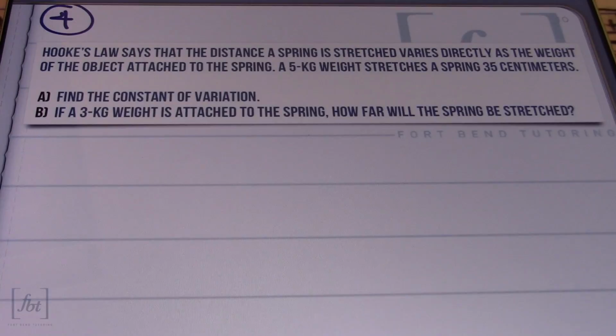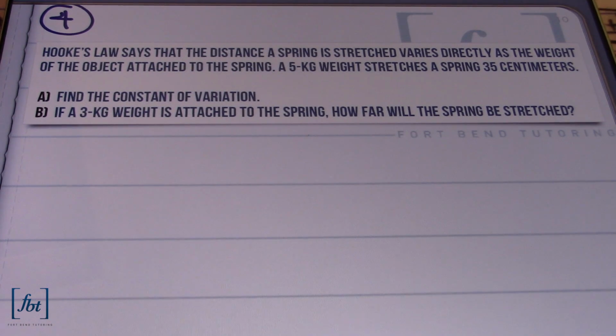Let's move on. In problem number 4, we have Hooke's law says that the distance a spring is stretched varies directly as the weight of the object attached to the spring. A 5 kilogram weight stretches a spring 35 centimeters. In part A, they want us to find the constant of variation. And in part B, it asks, if a 3 kilogram weight is attached to the spring, how far will the spring be stretched? Well, let's find out.